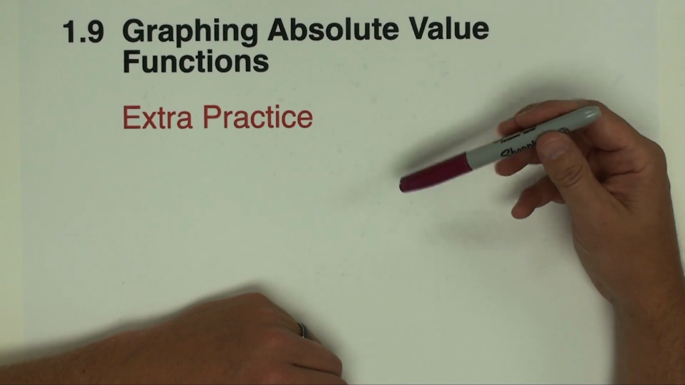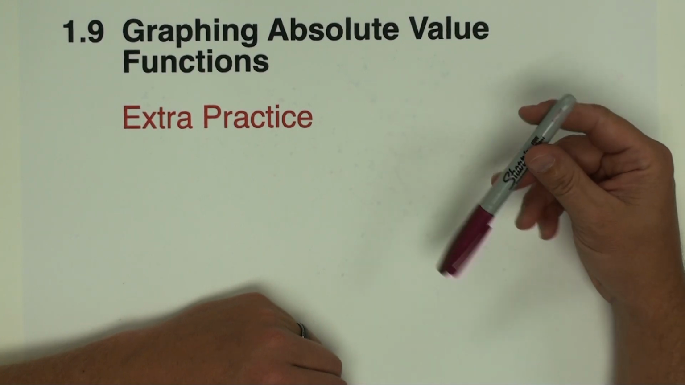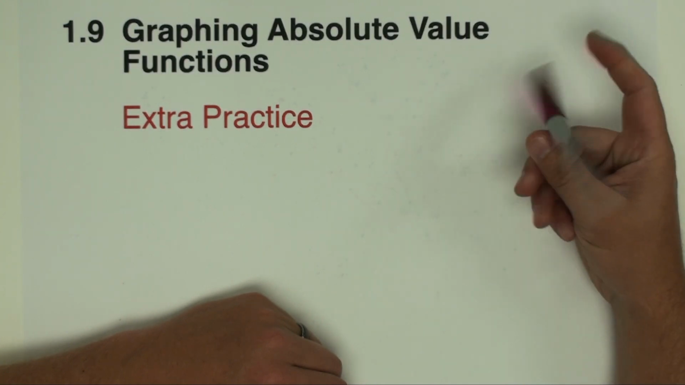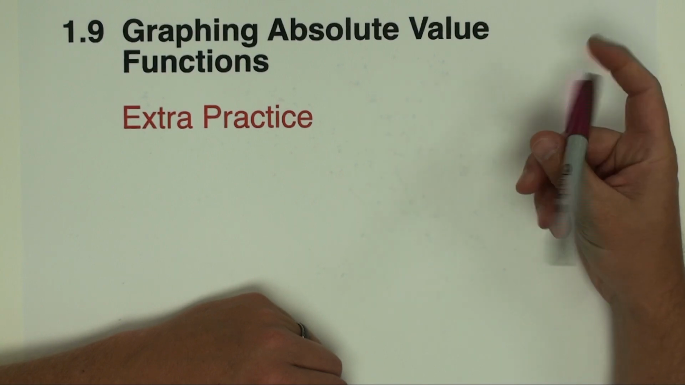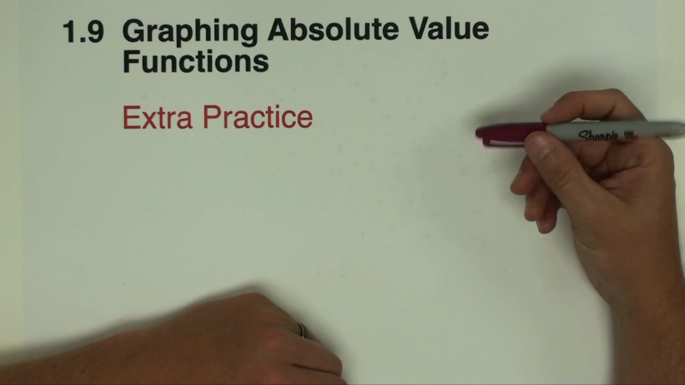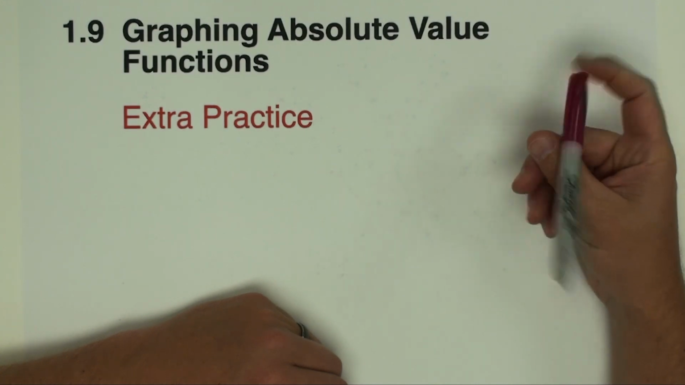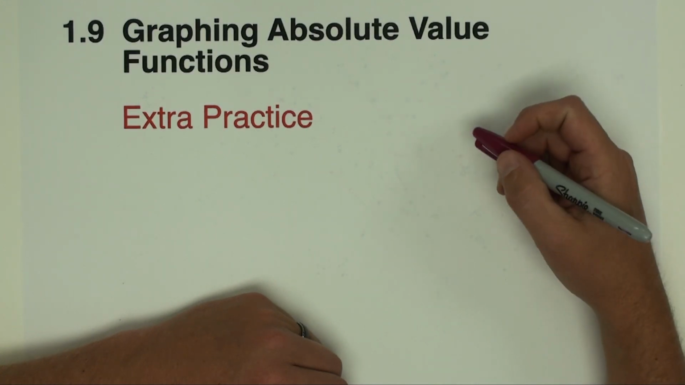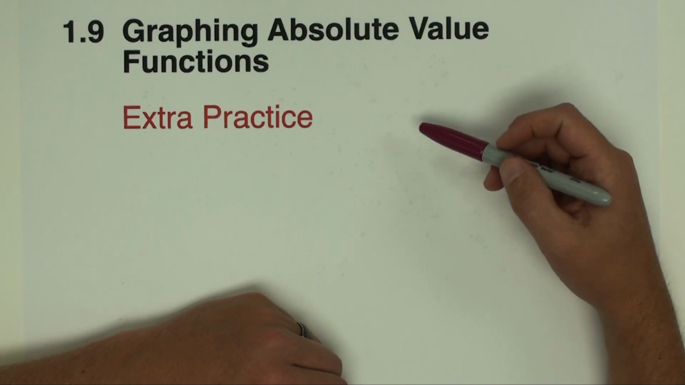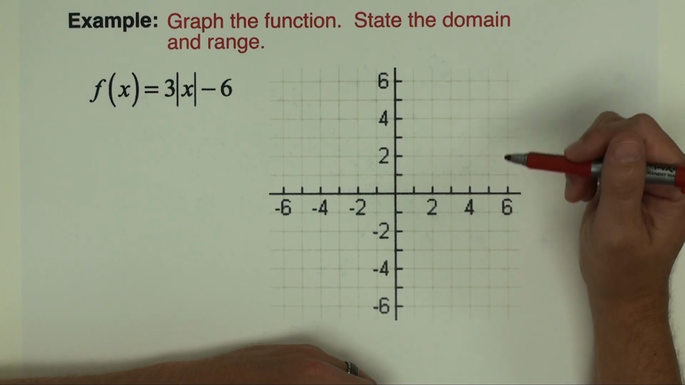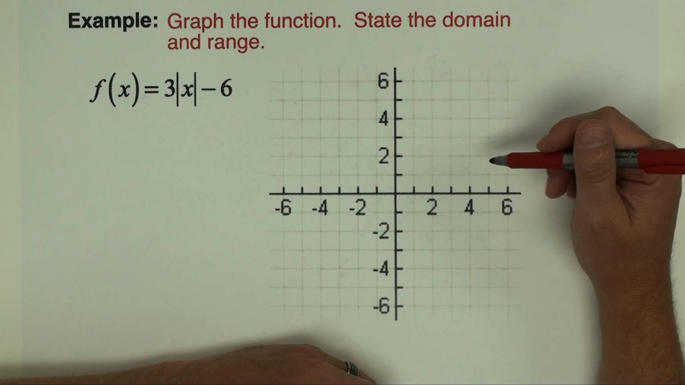This video is simply an extra set of practice problems on graphing absolute value functions. I would recommend that on each practice problem you pause the video, attempt to solve it yourself, and then you can play and see the answer. Let's get started. Okay, the function 3 times the absolute value of x minus 6.